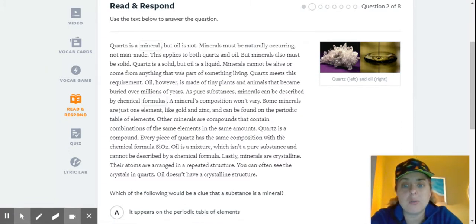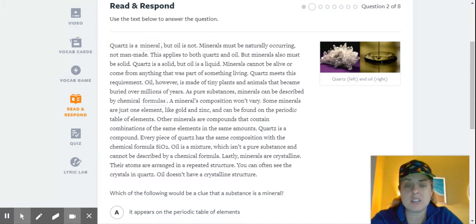Quartz is a mineral, but oil is not. Minerals must be naturally occurring, not man-made. This applies to both quartz and oil, but minerals also must be solid. Quartz is a solid, but oil is a liquid. Minerals cannot be alive or come from anything that was part of something living. Quartz meets this requirement. Oil, however, is made of tiny plants and animals that became buried over millions of years.